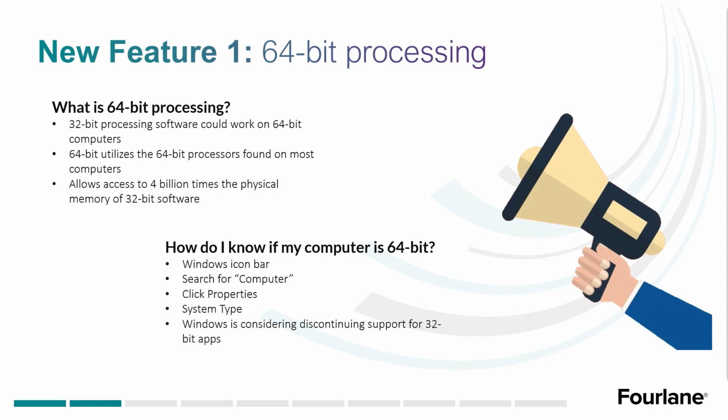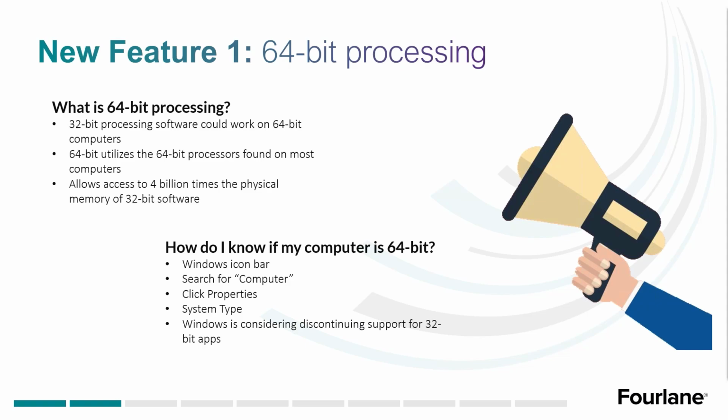So what is 64-bit processing? Previously, QuickBooks was running as 32-bit software. And that 32-bit could function on 64-bit computers. But now that they're switching to 64-bit processing, it allows access to 4 billion times the physical memory than the 32-bit software that they were using before, in 2021. So it's a huge number. This is a huge change, okay?